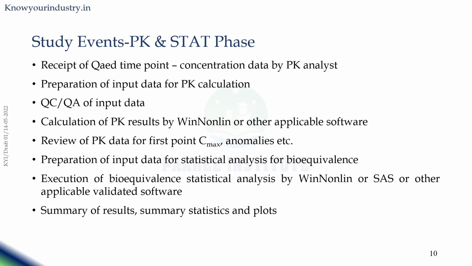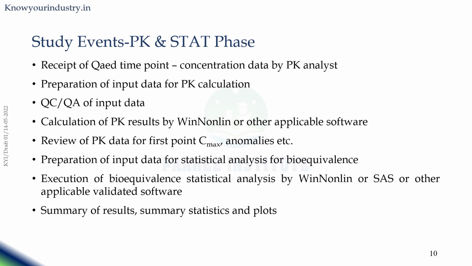Then finally, based on the PK output, PK data will be summarized to prepare the input data for the statistical analysis for the conclusion of bioequivalence. This input data need not be checked again because it is the output from the software, so it will be arranged as per the requirement and randomly reviewed. Parameters like Cmax for every subject, AUC and any other primary parameters will be taken for the bioequivalence analysis. The execution of the bioequivalence statistical analysis will be carried out by either Winnonlin or SAS software.